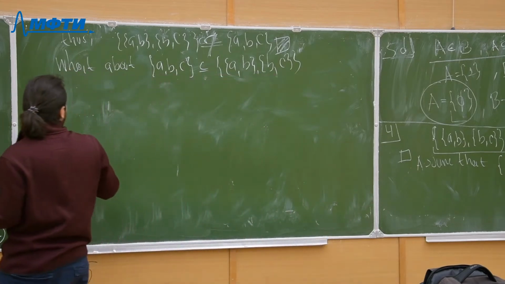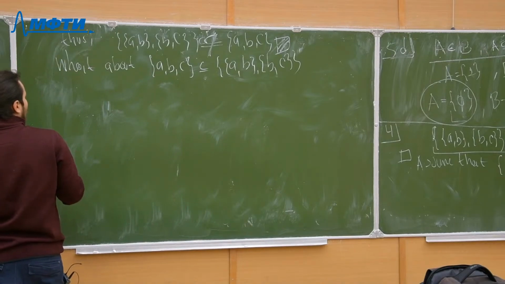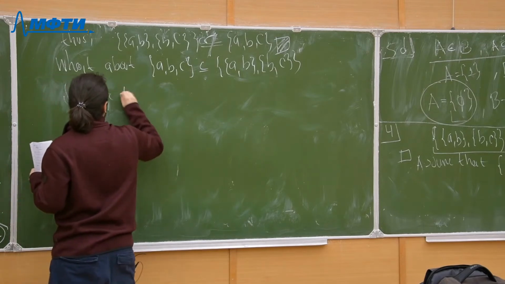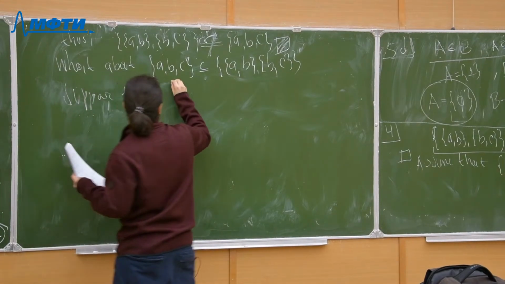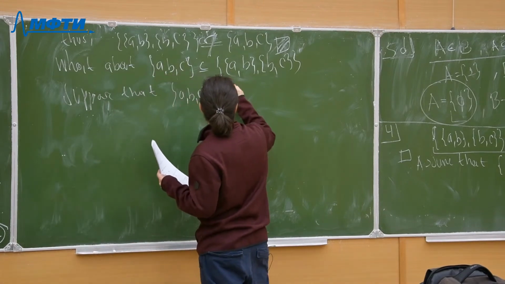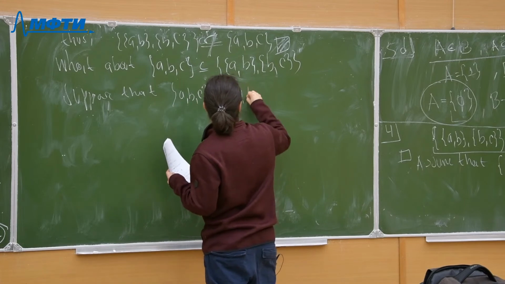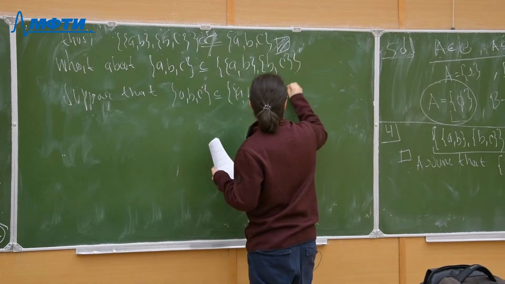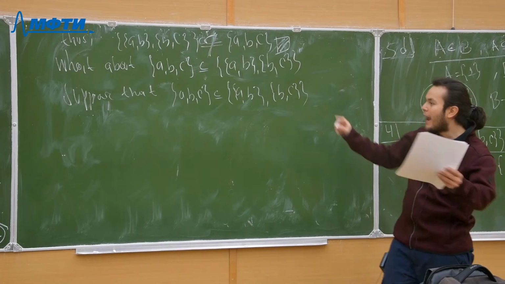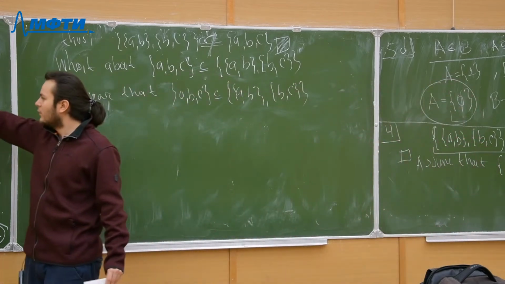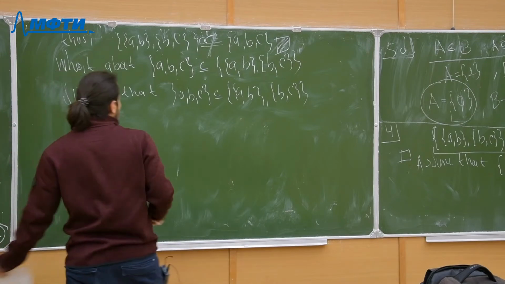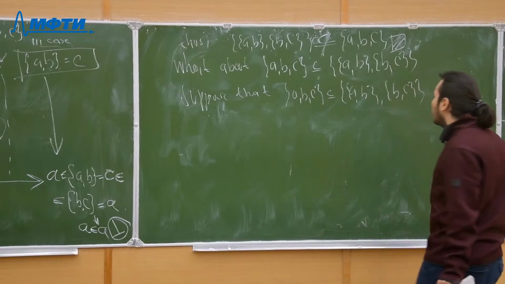So suppose that it holds, so that A, B, C is a subset of A and B and BC, right? And we have to do this, everything we did here, we have to just repeat all this. But in this case, we will have what?